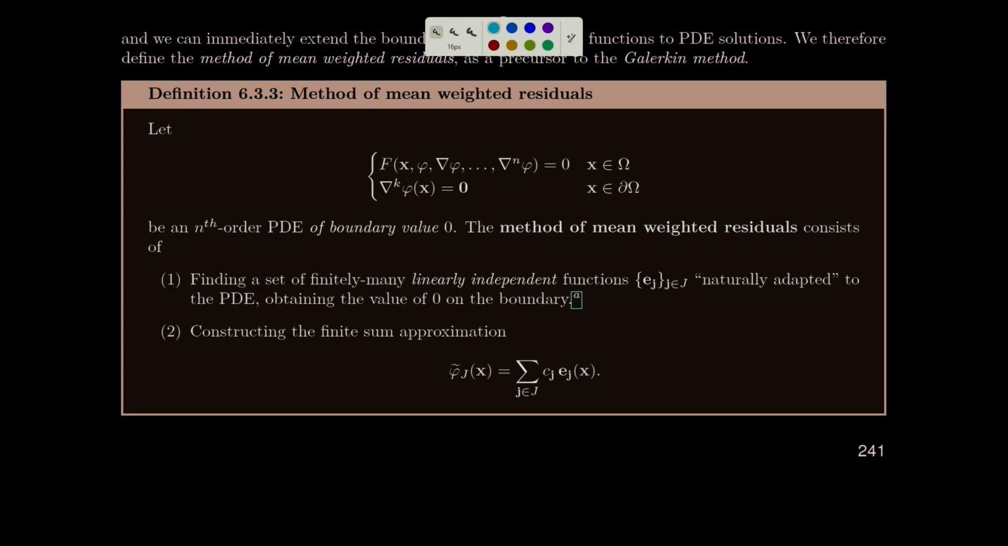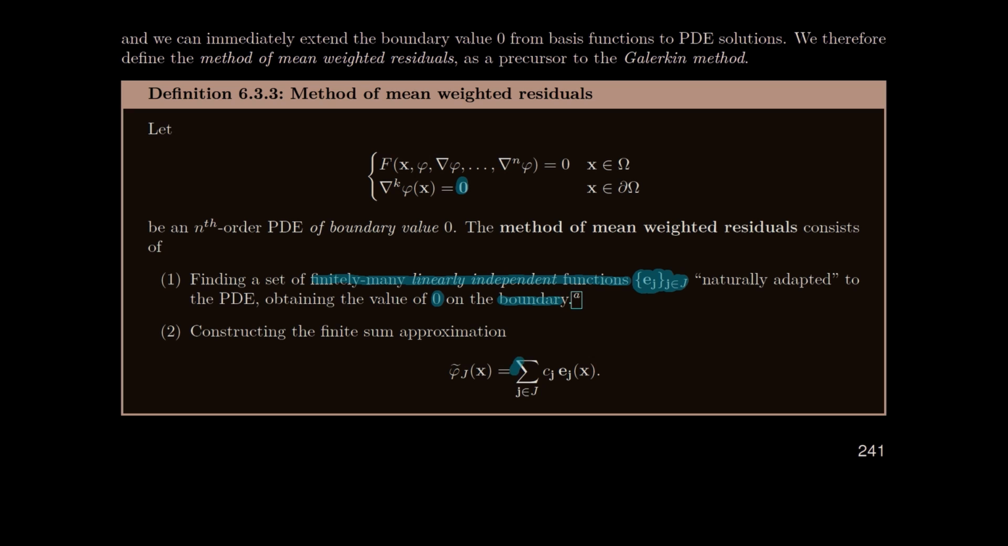What we always are going to do, and you can apply this to the Galerkin method, so just pretend I'm saying this is the Galerkin method instead, is start with our PDE, and we need the boundary value to be 0. Then we're going to find finitely many linearly independent functions which satisfy that boundary value, 0 on the boundary. And we're not really going to worry about that definition of naturally adapted. It's super vague. We'll just pretend we know what a good collection of functions is.